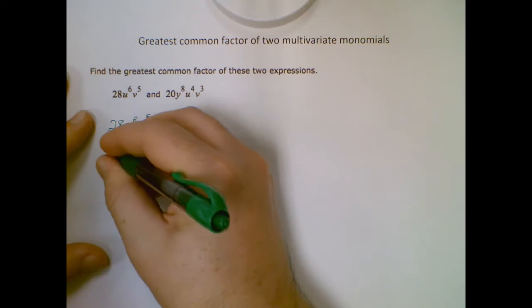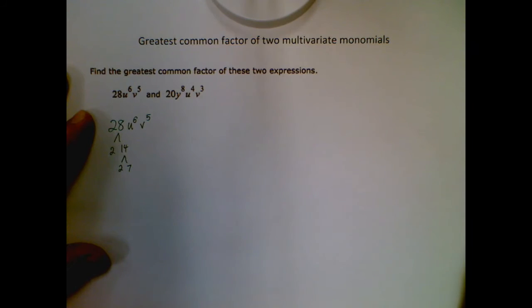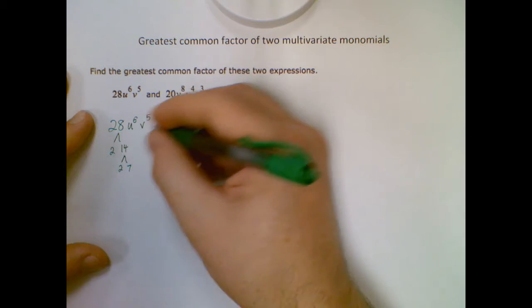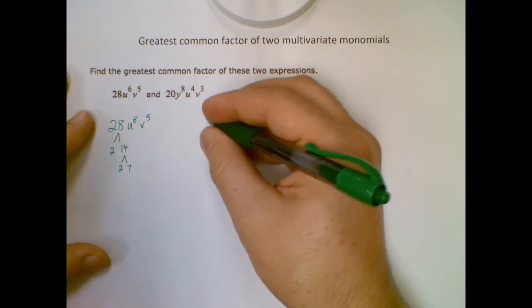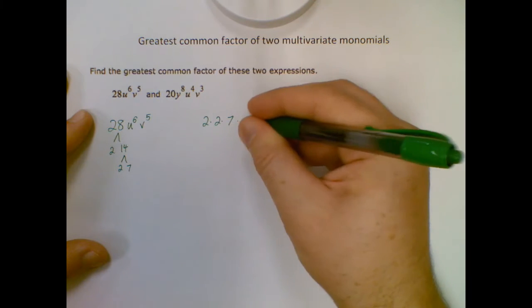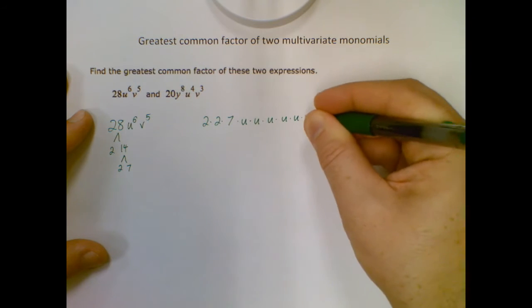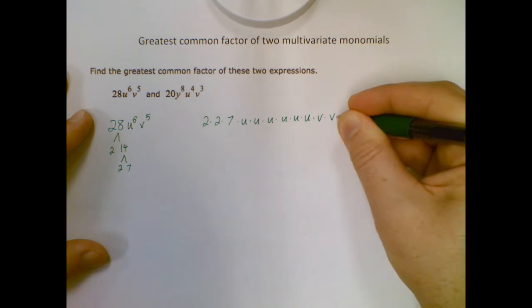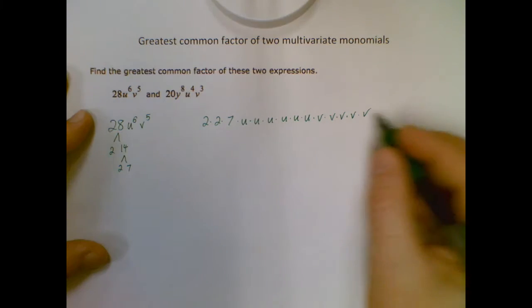For 28, I have 2 times 14. 14 is 2 times 7. So I'm not going to write all of these out because you've seen that a few times now. So you know there's 6 u's and 5 v's. So my breakdown here is 2 times 2 times 7. And then there are 6 u's, 5 v's. 1, 2, 3, 4, 5, 6. 1, 2, 3, 4, 5. Good.